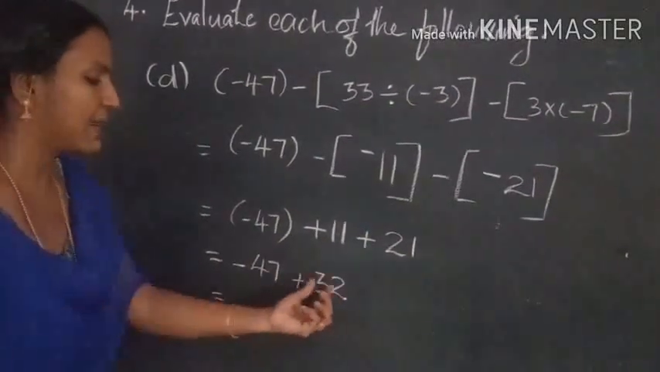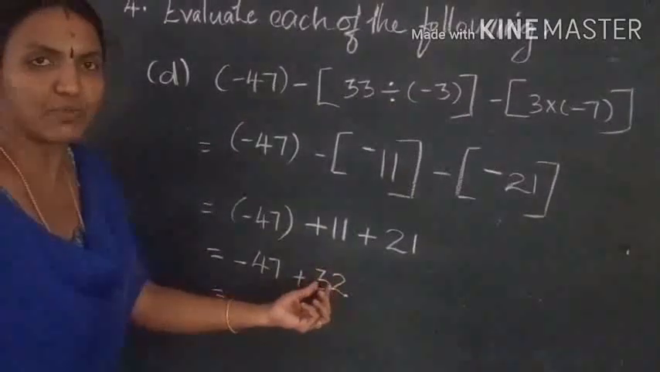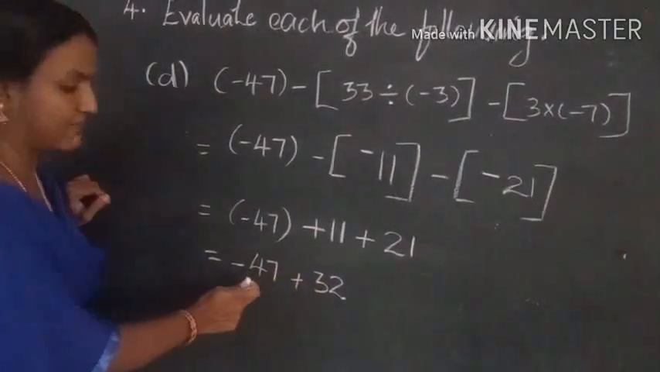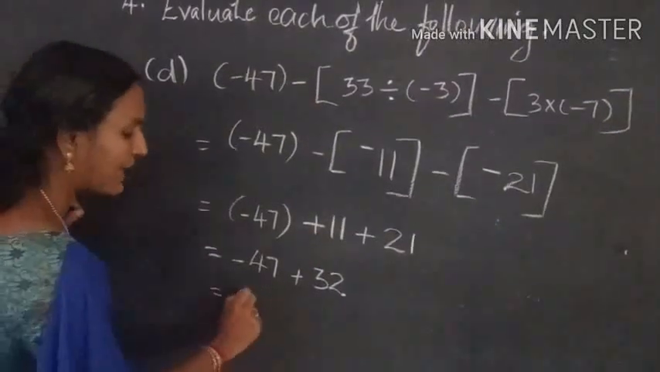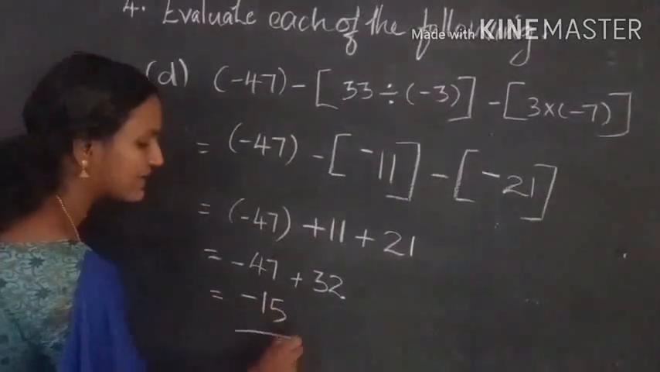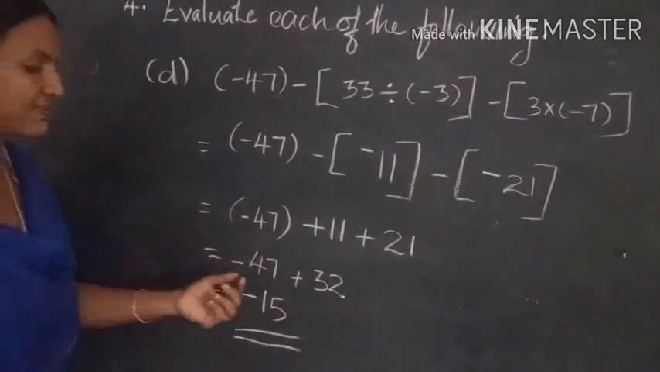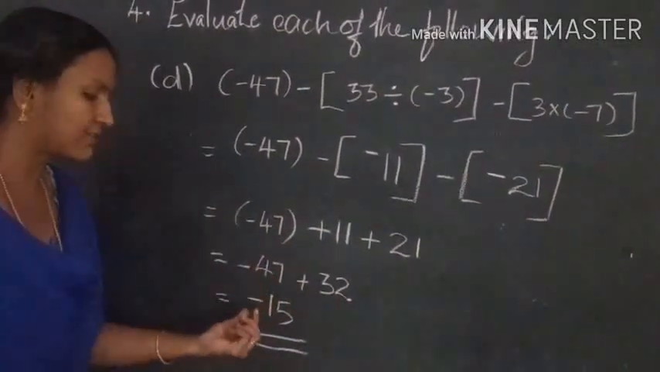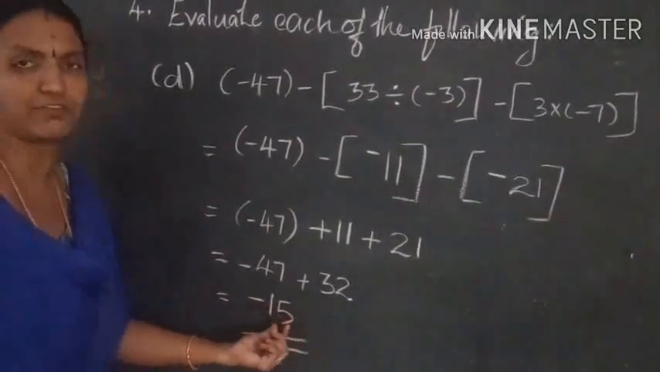Minus 47 plus 32. Subtracting the smaller number from the bigger number. Okay. After that we put the bigger number's symbol. So is equal to minus 15. The answer is minus 15. 47 minus 32 is 15. The sign of 47 is minus, so we put the minus symbol. Minus 15.